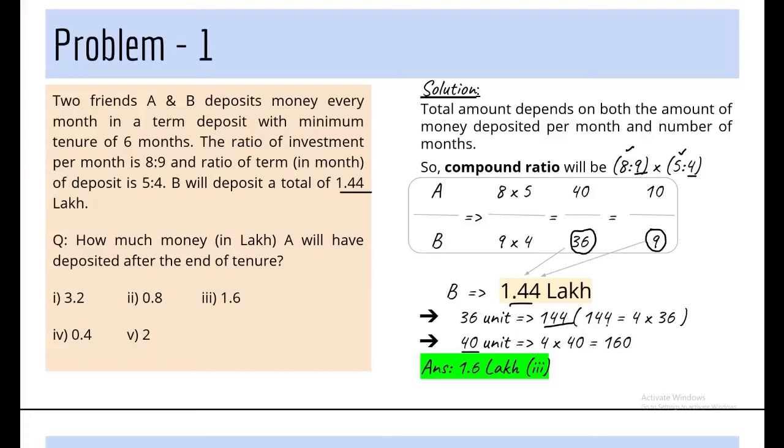How did we get that? 144 is 4 into 36. So this amount is 4 times the number of units here. So we just do 4 into 40. The result is 160, which means 1.6 lakh. So we have option 3 as the answer. So this is how you solve this kind of problem. You can use the compound ratio concept.